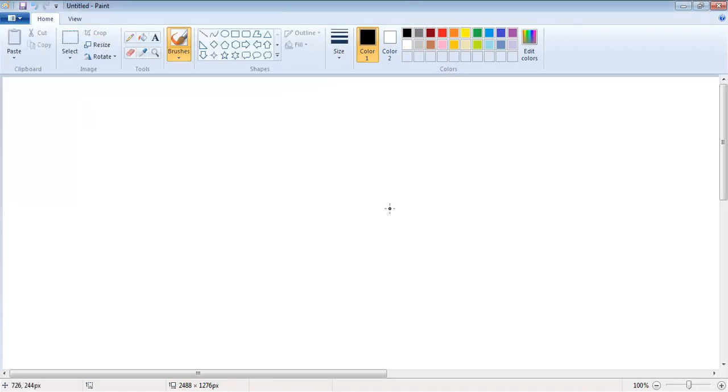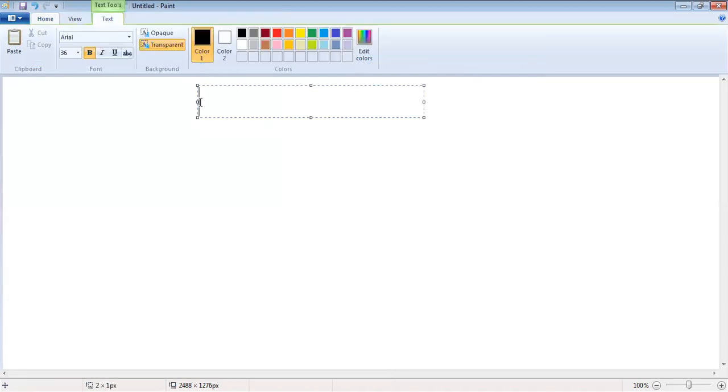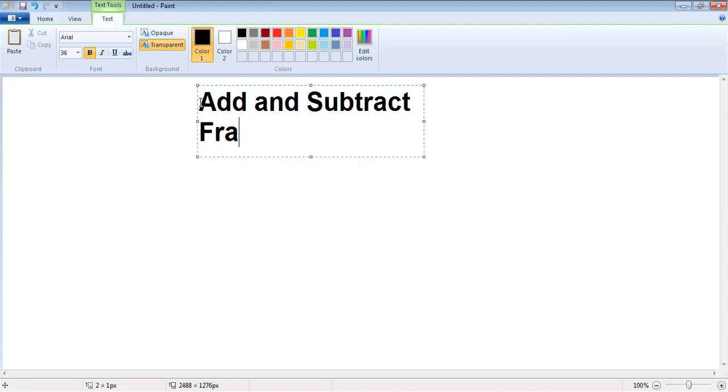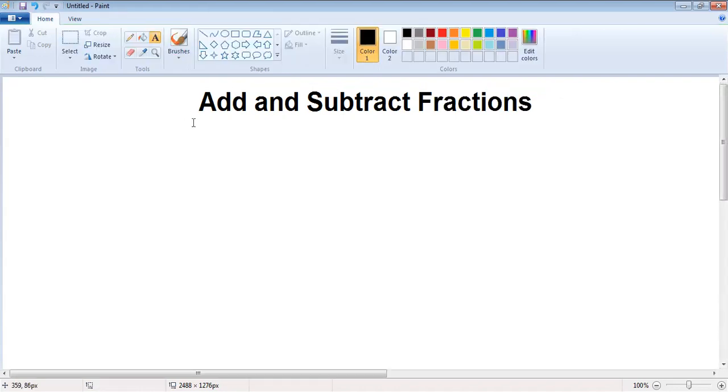Its title is, look, add and subtract. What do you think? Fractions. Add and subtract fractions. Okay. So I promise you will understand this lesson. It will be like a piece of cake.